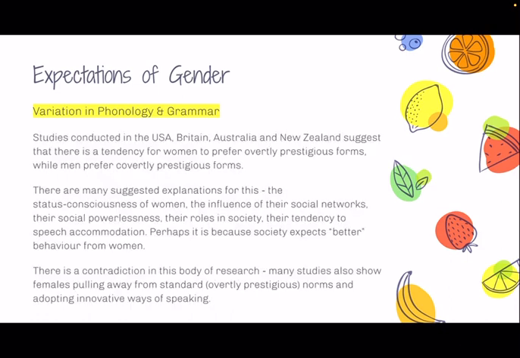Studies conducted in the USA, Britain, Australia and New Zealand suggest that there is a tendency for women to prefer overtly prestigious forms, while men prefer covertly prestigious forms. There are many suggested explanations for this: the status consciousness of women, the influence of their social networks, their social powerlessness, their roles in society, their tendency to speech accommodation. Perhaps it's because society expects better behaviour from women. There's a contradiction in this body of research. Many studies show also that females are pulling away from the standard, the overtly prestigious norms, and adopting innovative ways of speaking.